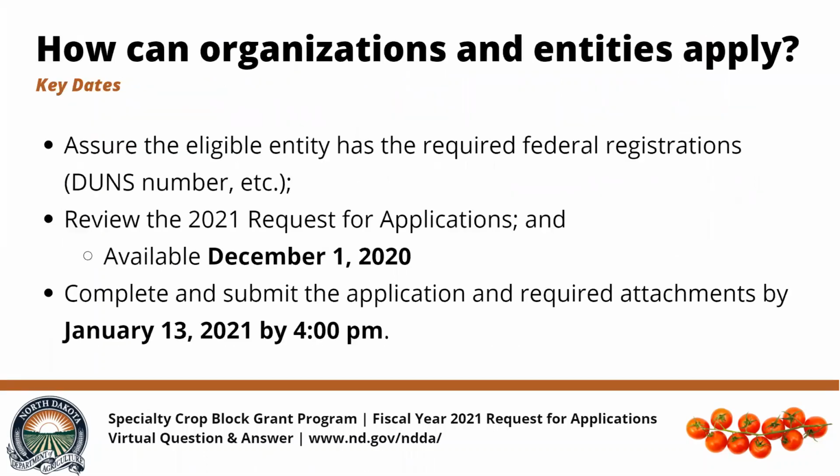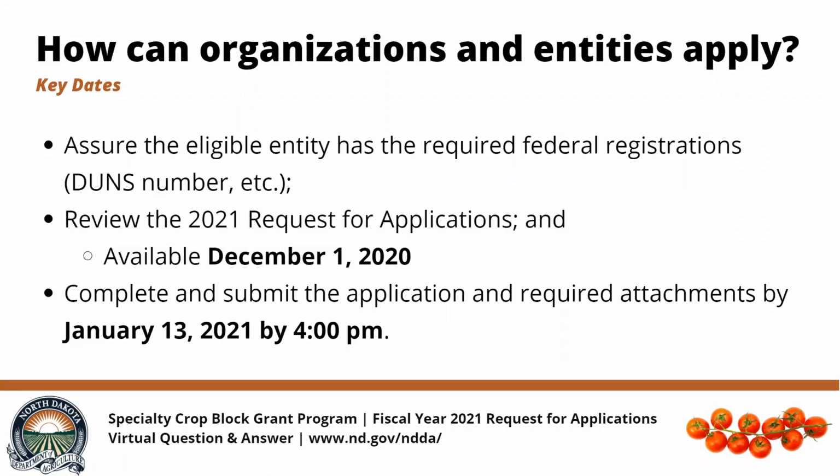Once a project idea and partnerships have been formed, it is important to assure that you are ready to apply. The first step is to read and understand the 2021 request for applications, which will be released on December 1st, 2020. The second step will be to assure that the lead entity has the required federal registrations, including a DUNS number. Finally, the application package must be submitted by 4 p.m.